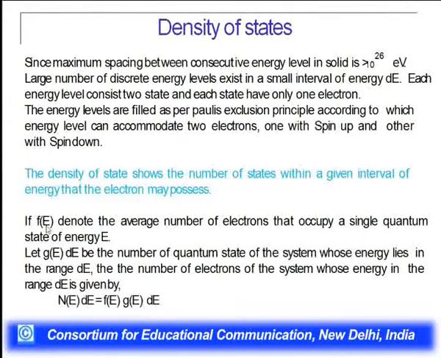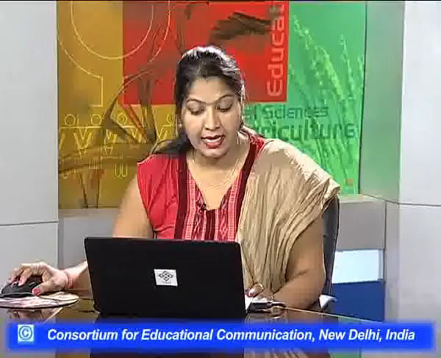F(E) G(E) dE, where F(E) is the average number of electrons, and G(E) dE is the number of quantum states of the system whose energy lies between dE. It means the number of electrons in the energy range dE is defined by the average number of electrons that occupy a single quantum state of energy, and G(E) is the number of quantum states for the interval dE.